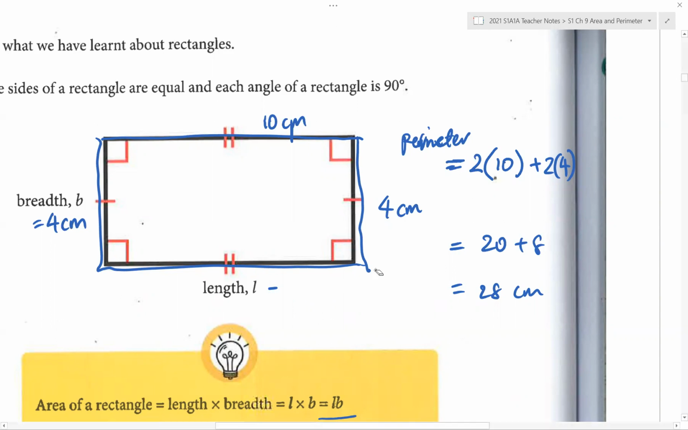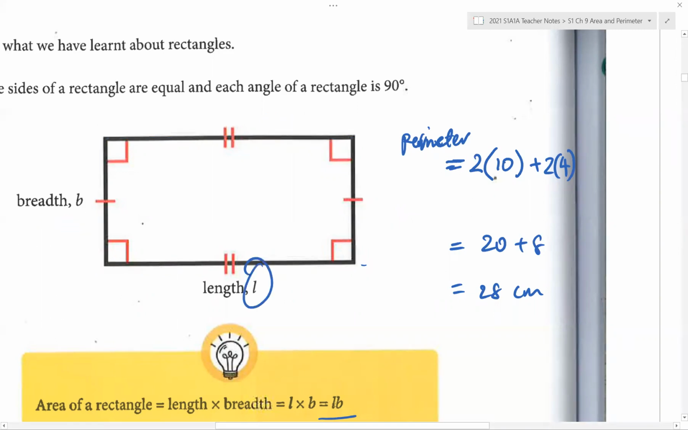what happens if they don't tell you it is 10 and 4? If they just tell you it is L, then you must know that this is also L. If this is B, then this must be B. No, it is not BB. BB means B times B. But are we doing B times B? Is it B squared?